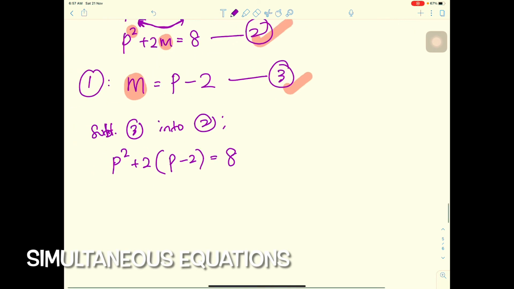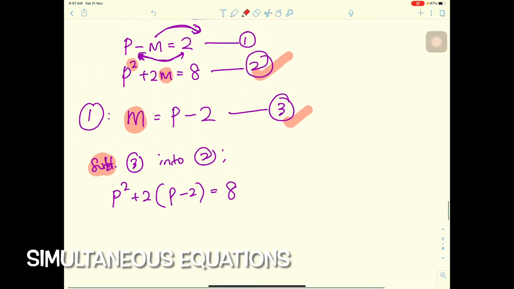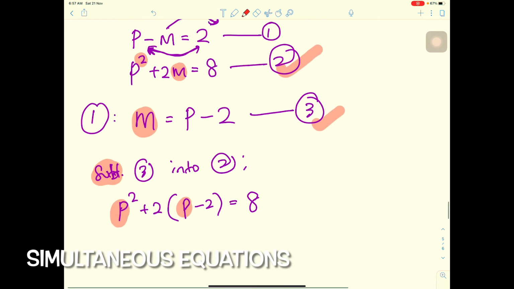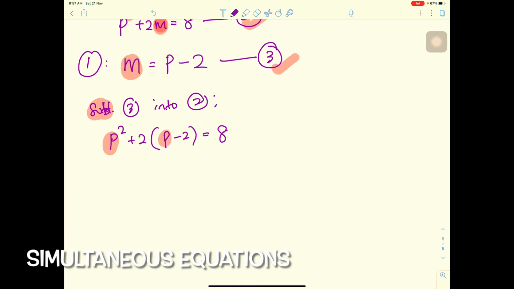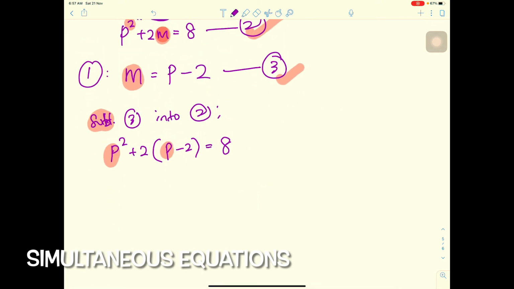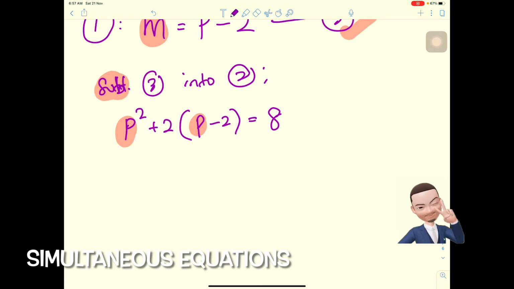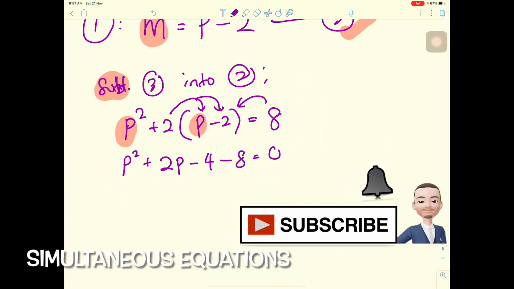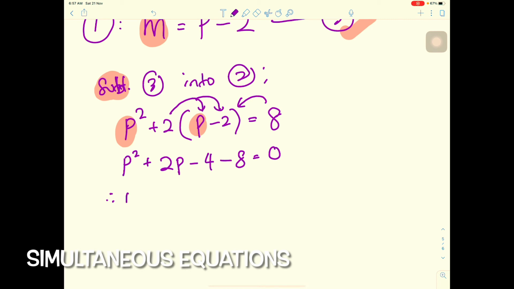The idea of substitution is to eliminate a variable. Now I want p as the variable, because m is only a single term. That's why I substitute m as the subject of the formula into 2, and then simplify. So p squared plus 2, expand, 2p minus 4, minus 8 brought to the left hand side, must equal 0. Therefore, the function is p squared plus 2p minus 12 equals 0.